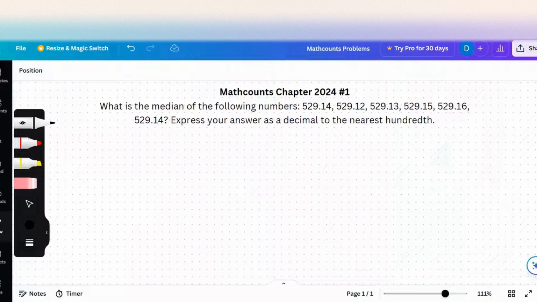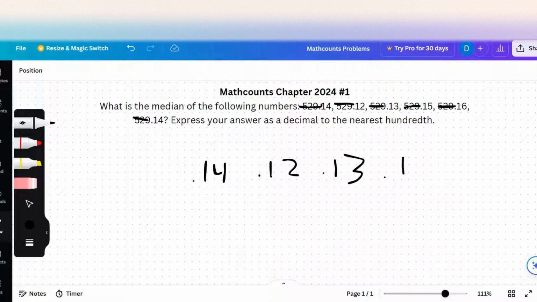We don't have to look at the hundreds, tens, or units digit because they're all the same, 529. So we can just eliminate this and it would be much easier. So we have 1400s, 1200s, 1300s, 1500s, 1600s, and another 1400s.